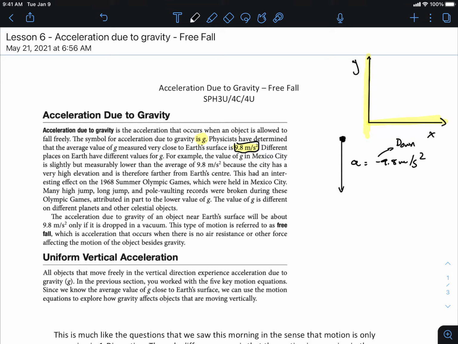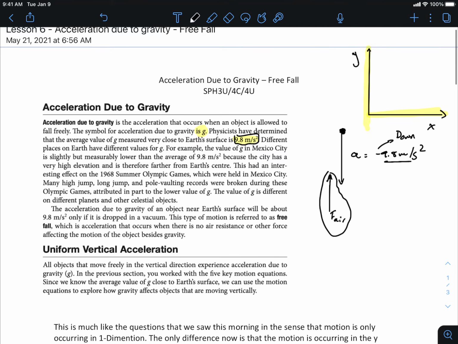But in real life, when you go free falling, there is the force of the air pushing back on you, right? And so this number is a little bit slower, because there's a force opposing this acceleration. But for what we're going to do in introductory physics, we're going to ignore that. You'll see a lot of the questions will say wind resistance negligible or something like that, right?